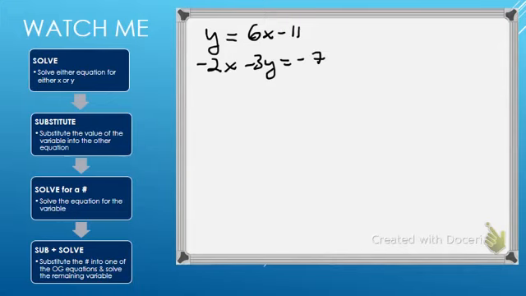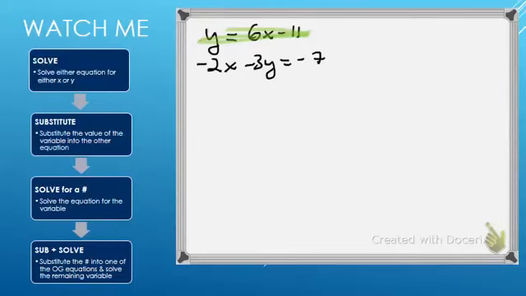So let's look at an example of solving a system of linear equations using the substitution method. Remember that when we're using the substitution method, we want one of our equations to be solved for a variable. In this case, you'll notice that the first equation is already solved for a variable. y is all by itself, it's isolated, and it equals 6x minus 11.